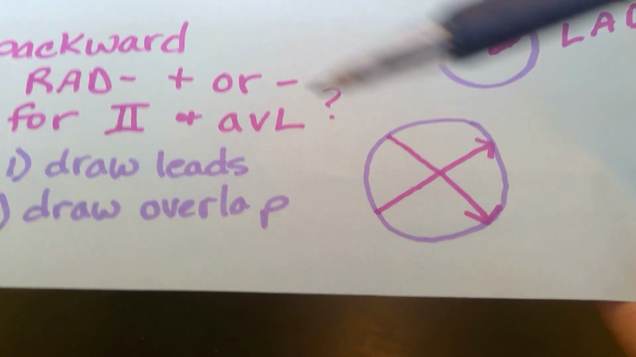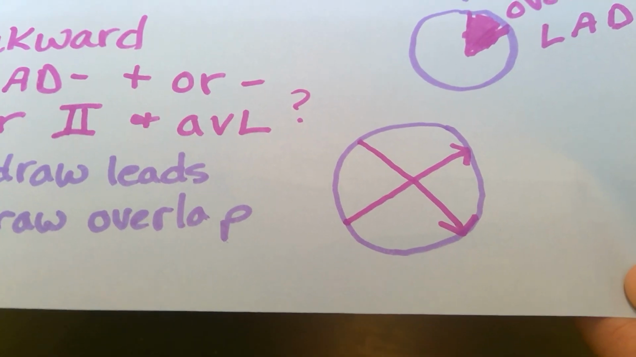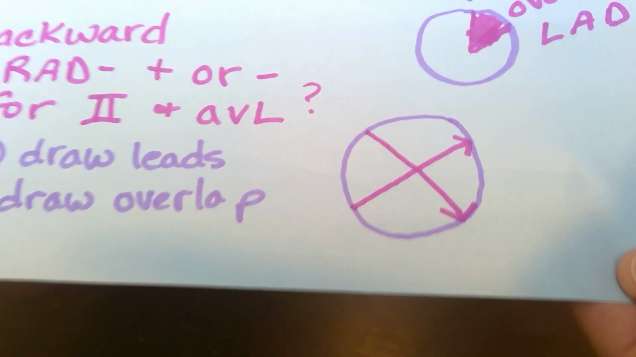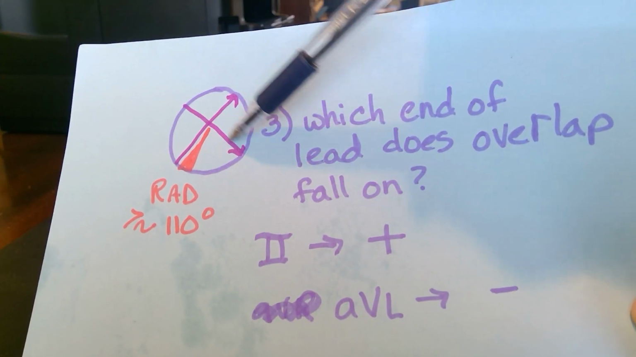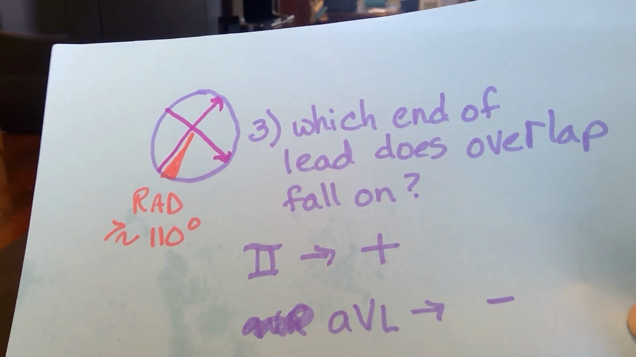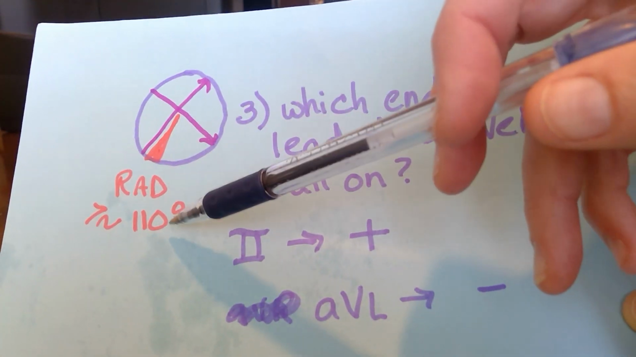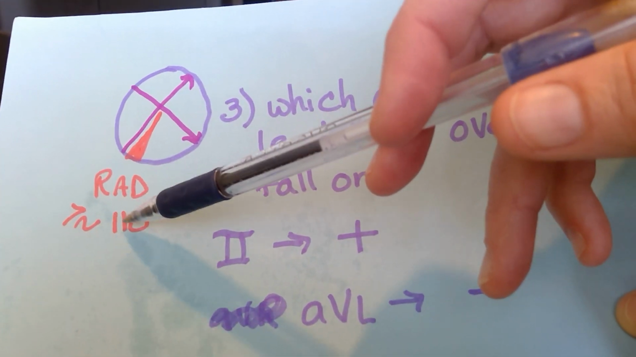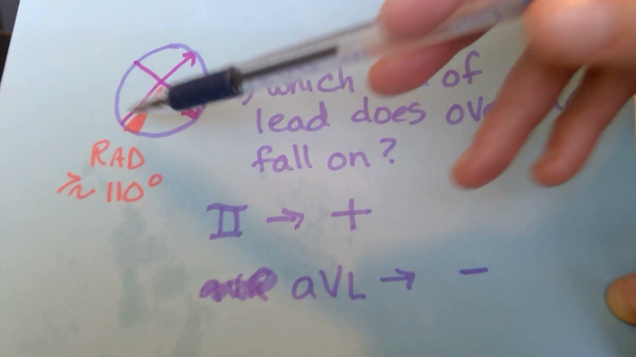Here's how you do these steps. Number 1, draw a circle with the leads in it that you were told to use. Number 2, draw the overlap. So here are my leads drawn in. Here's AVL in lead 2. We're told it's a right axial deviation. This is where it's your job to know roughly the degrees for that. A right axial deviation would be equal to or higher than 110 degrees. So it's roughly in this area.